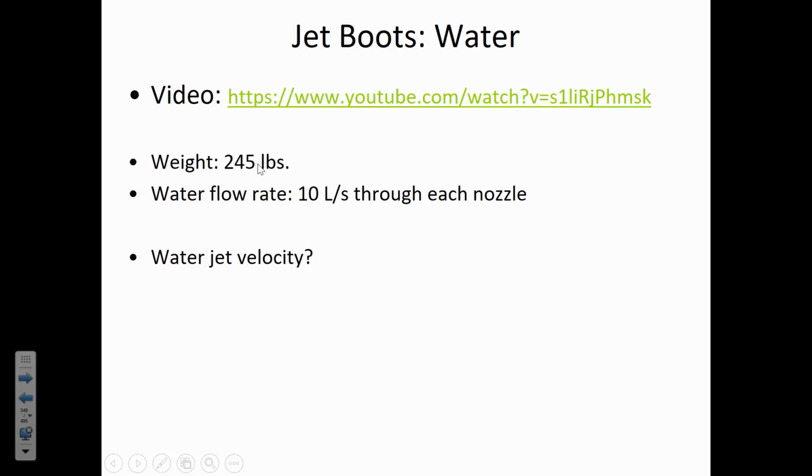But I think a typical flow rate, having had them strapped to my feet and seeing how quickly it's going out, let's just say that each of the nozzles has 10 liters per second of water going through. Okay, so if Q is 10 liters per second, and that's each nozzle, then what's the mass flow rate in kilograms per second for the combined mass flow rate through both jets?